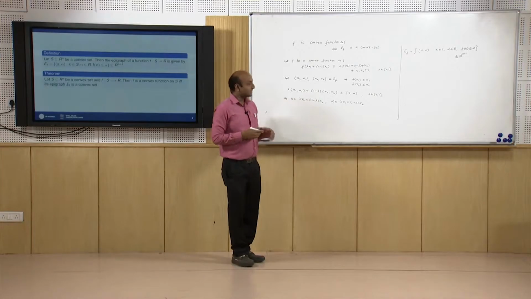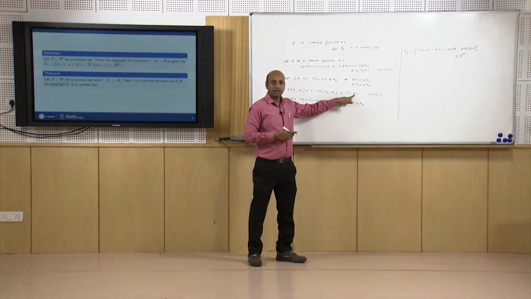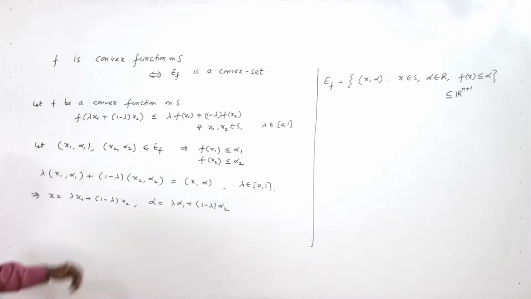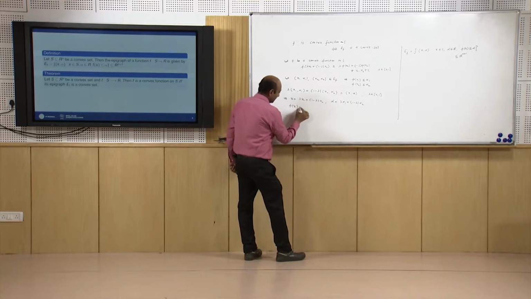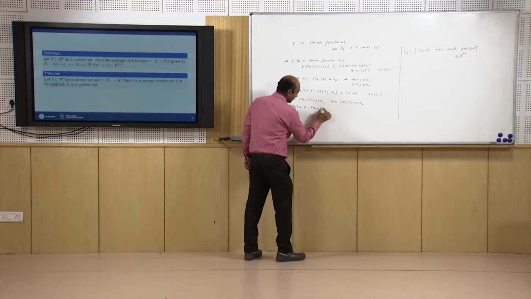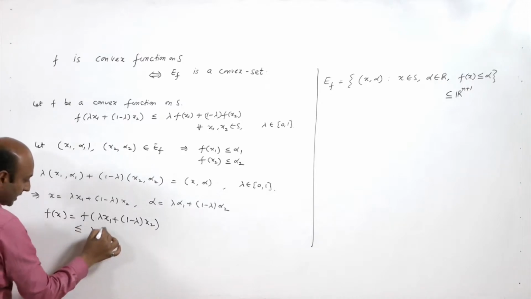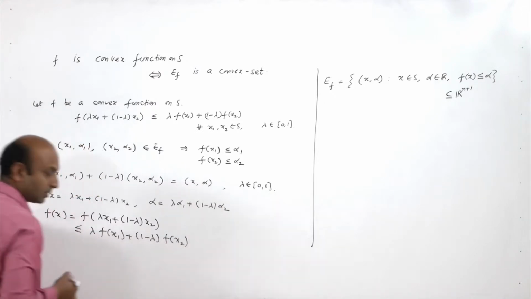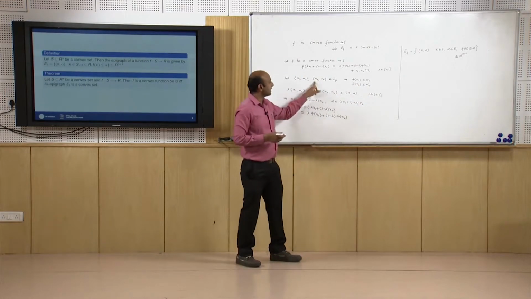Now, to show that it is a convex set, we simply have to show that (x, alpha) belongs to the epigraph E_f. That means we have to show that f(x) is less than or equal to alpha. So, take f(x) and try to show that it is less than or equal to alpha. f(x) is f(lambda x1 + (1 - lambda) x2), and by the definition of a convex function it is less than or equal to lambda f(x1) + (1 - lambda) f(x2), and f(x1) is less than or equal to alpha1 and f(x2) is less than or equal to alpha2, because these points are in the epigraph of f.